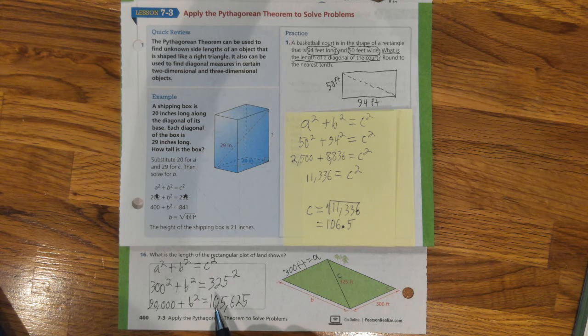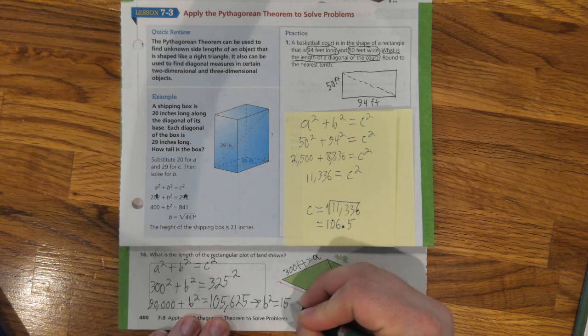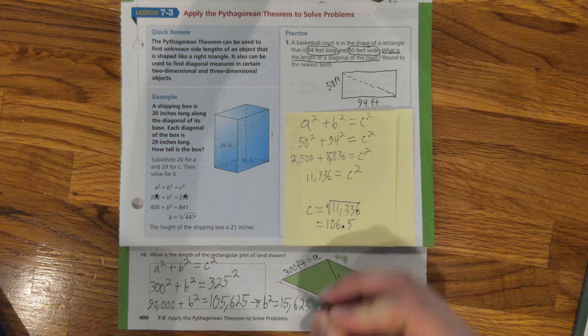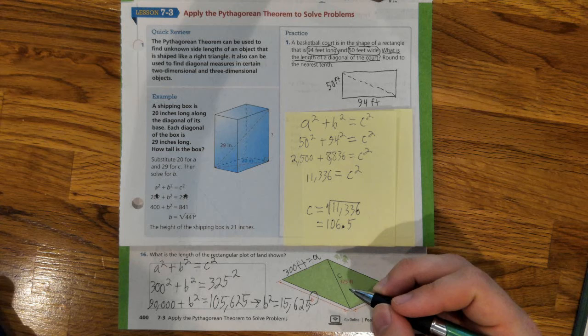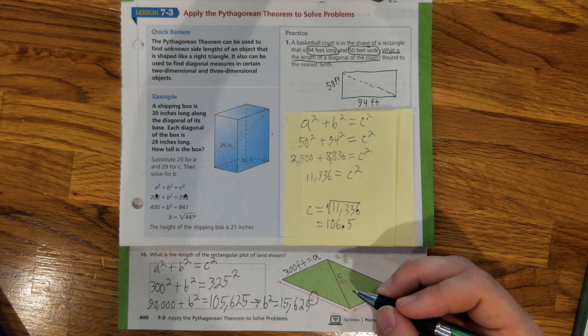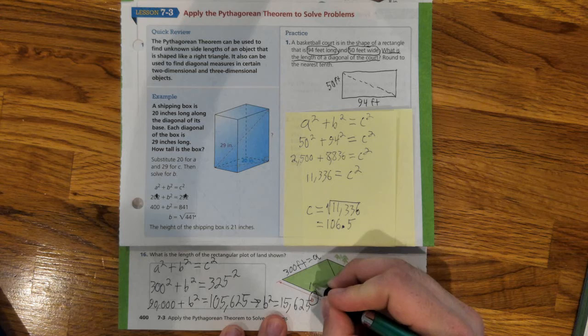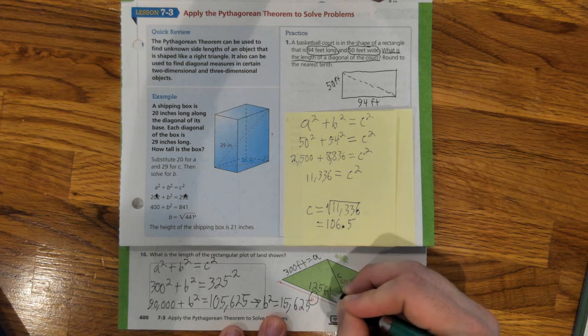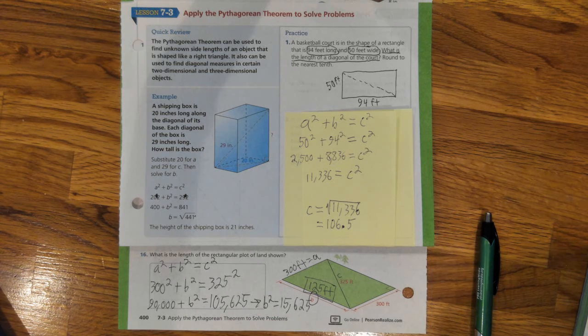So this number that I just got, I'm going to subtract 90,000 from it. So that means that B squared is equal to 15,625. And again, in order to find what our b value is, you're going to do the square root. And this actually is a perfect square. This comes out to be 125 feet. All right, those are some applications of the Pythagorean theorem.